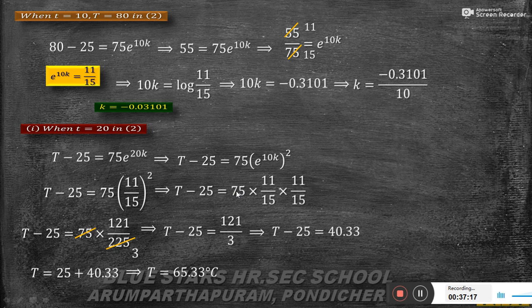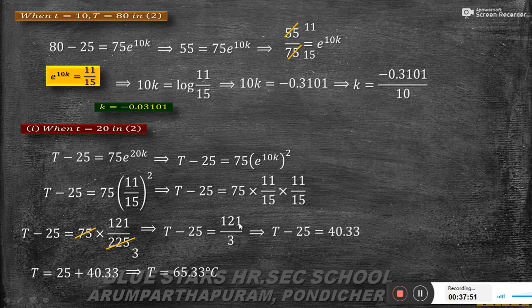So here 15 into 15 is 225. So I cancel this. That means 1 times 75, and here 3 times, this 225 I divide by 75. So 3 into 75 is 225. So therefore the answer is T minus 25 equal to 121 by 3. So the next step, I divide 121 by 3. So 4 threes are 12.